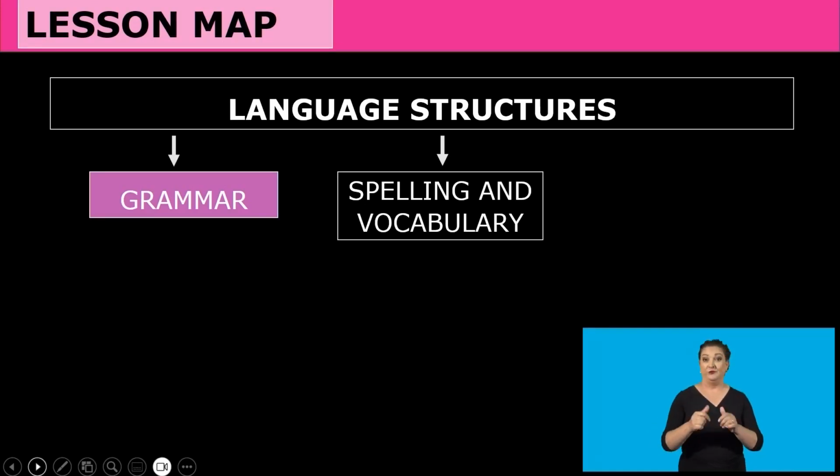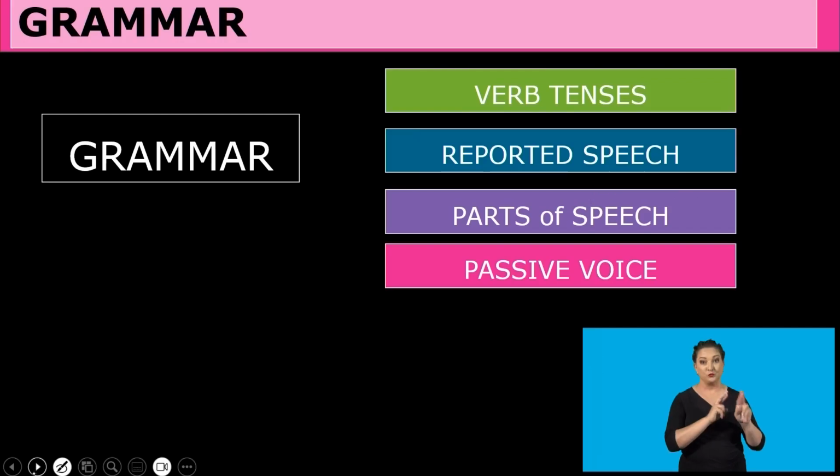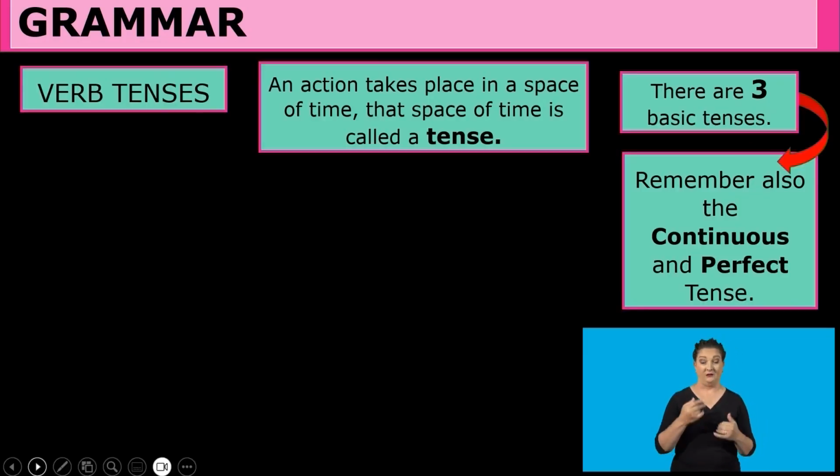We will now be digging right into our language structures, and our focus is going to be on grammar. So, learners are unable to identify the different grammar rules, and because of that, it's very difficult to respond to your question. So, what are we going to be looking at? Verb tenses, reported speech, I know this one's always a killer, and then parts of speech and passive voice. So we're going to be looking at those 4 aspects. So without wasting any time, let's see.